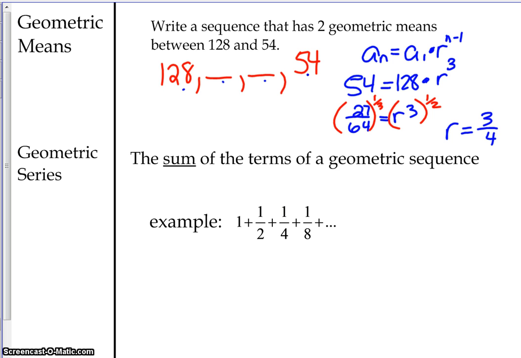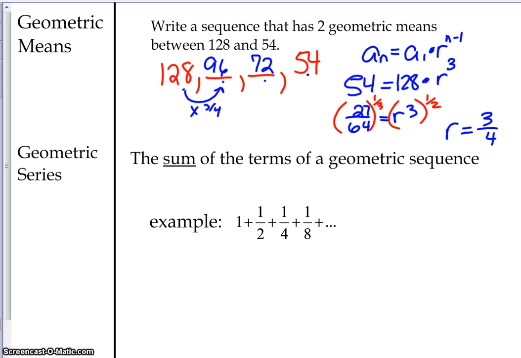Well, if our r is 3/4, what I need to do is just take 128 times 3/4 here. So, excuse me, 128 times 0.75 is 96. 96 times that 3/4, or 0.75, is 72. And then hopefully 72 times 0.75, just to check myself, is 54. So I'm on the right track.